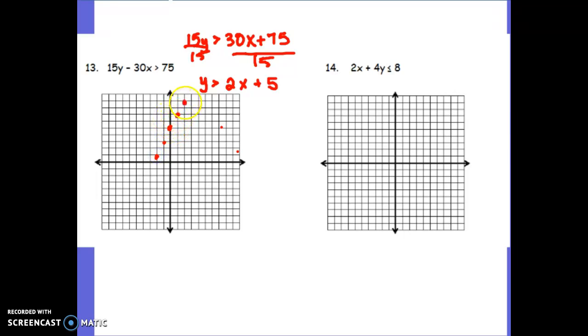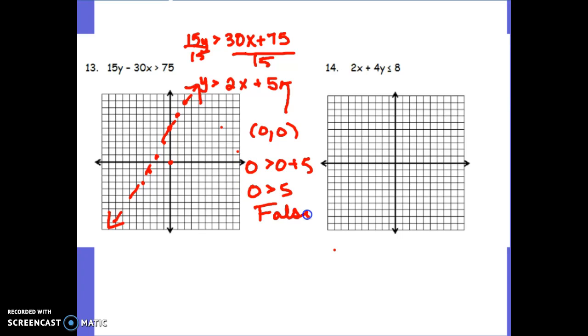Okay, this is just greater than, so it's just going to be a dashed or a dotted line. So let's make it our dashed line here. All right, and let's check the point 0, 0. Let's plug it into the inequality. 0 is greater than 0 plus 5. Is 0 greater than 5? No, that's false. So that means this is on the false side, so you're actually going to shade on the other side.